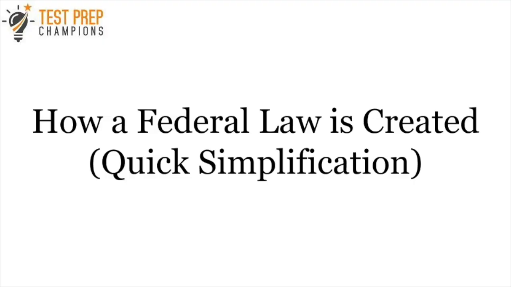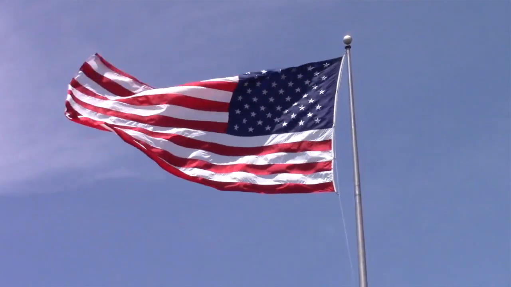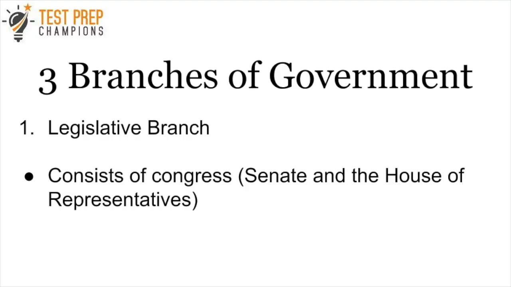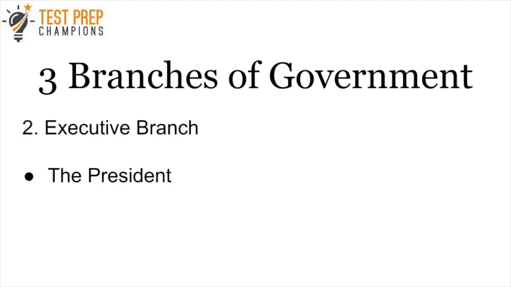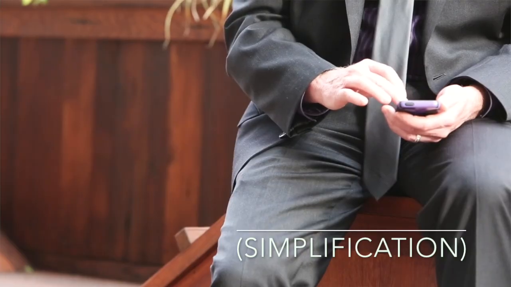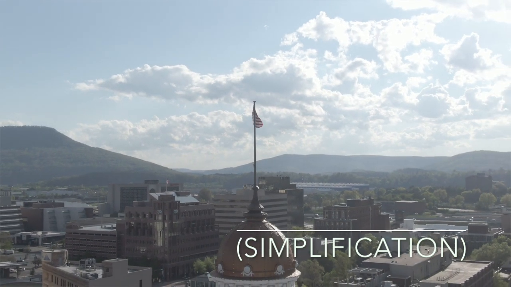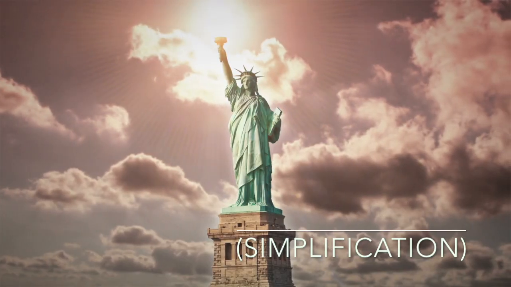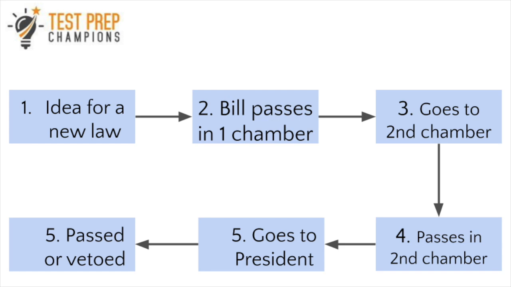So to get this question right, you have to know a little bit about the process behind how a federal law is created. In the US, there are 3 branches of government. The legislative branch consists of the Congress and has 2 chambers, the House of Representatives and the Senate. The executive branch consists of the president. There's also a judicial branch, but it's not that important here. The process starts with somebody getting an idea for a law. They then contact their senator or representative. The senators and representatives then vote on the bill, and if it passes in both the Senate and the House, it goes to the president. The president can either approve the bill or reject it, which is called a veto. If the president vetoes the bill, it then goes back to Congress, and if the veto is overridden, it then becomes a law.